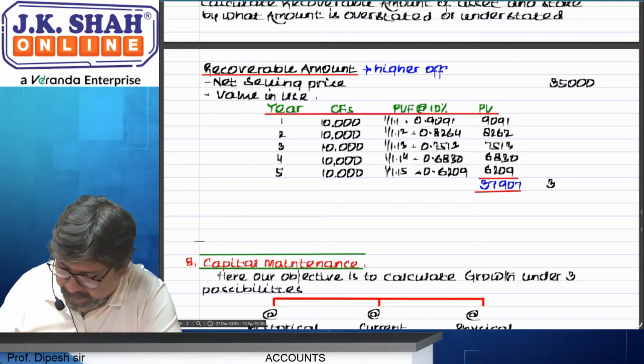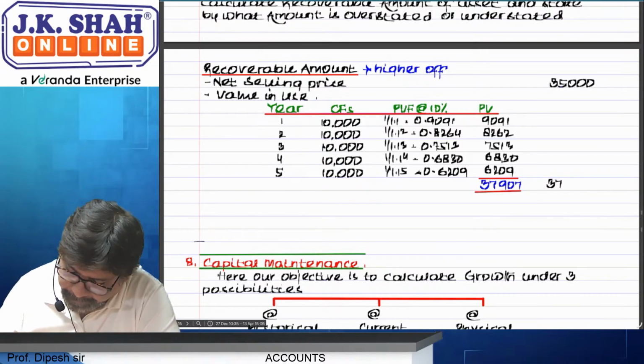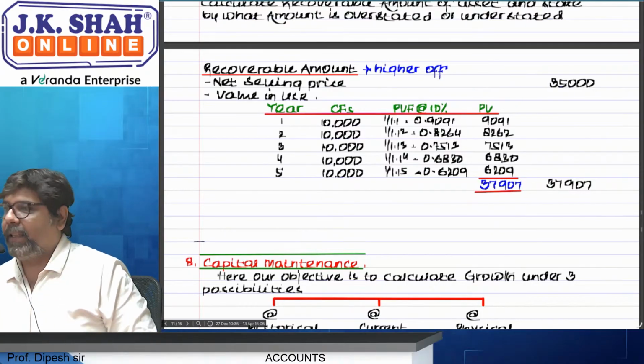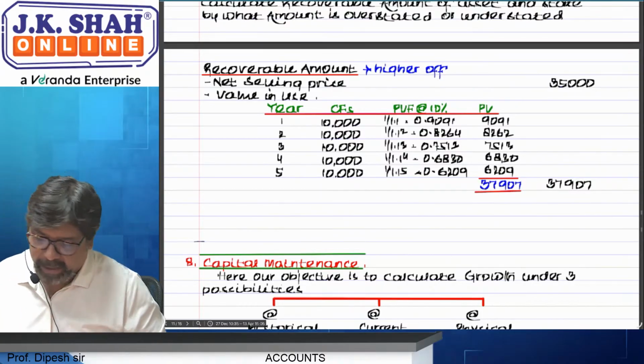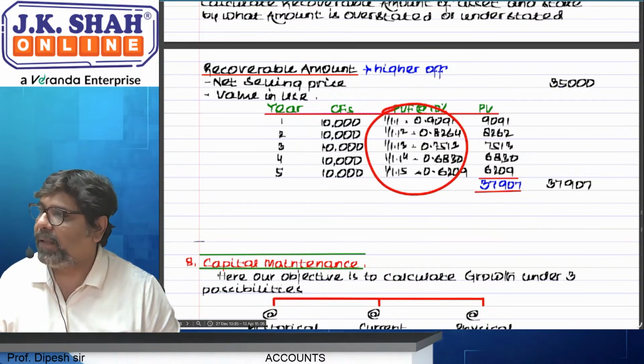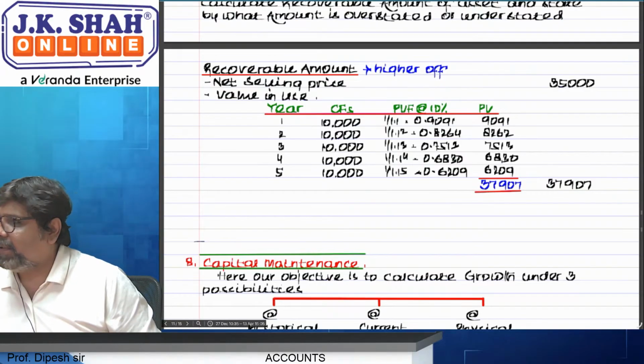Now you tell me, if you sell the asset today, you will get how much? 35,000. Acha, once again I am asking you, tell me honestly, how many of you don't know this calculation? If you feel shy, there is a problem in life.